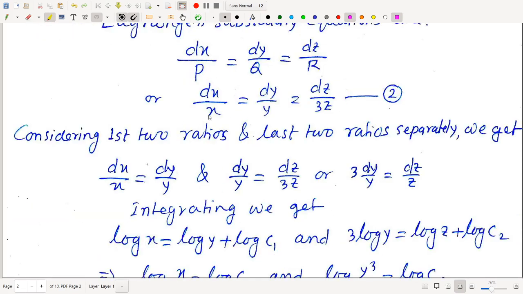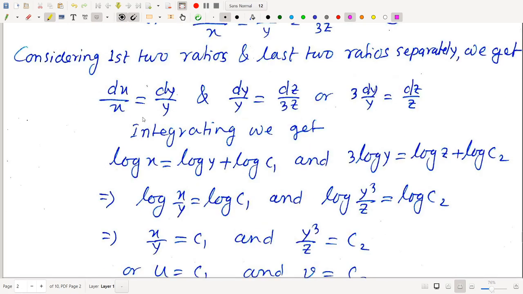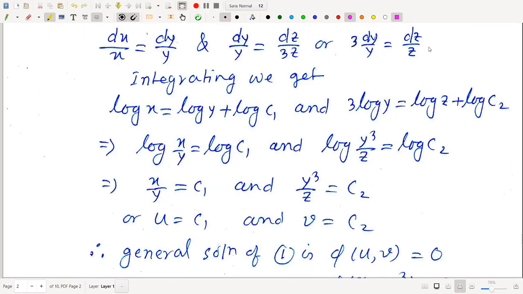Now from the first two ratios we get dx by x equal to dy by y, and from the second two ratios we get dy by y equal to dz by 3z, or you can take 3 here, 3 dy by y equal to dz by z. Now readily we can integrate these ordinary differential equations. So integrating we get, dx by x integration is log x, dy by y integration is log y, plus instead of c1 we have used log c1, and here 3 dy by y integration is 3 log y, dz by z integration is log z, and instead of c2 we have written log c2.